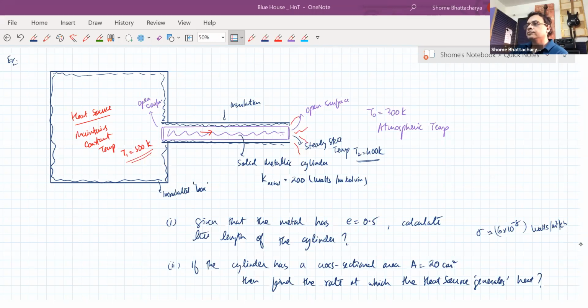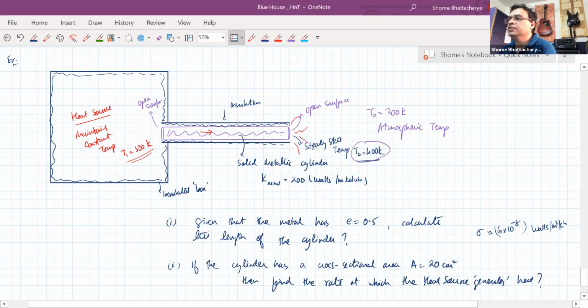In the equation, what is T2? Yeah, T2 is the temperature of this open surface. This is the steady state temperature at which the open surface exists.